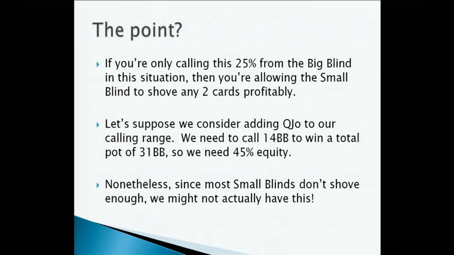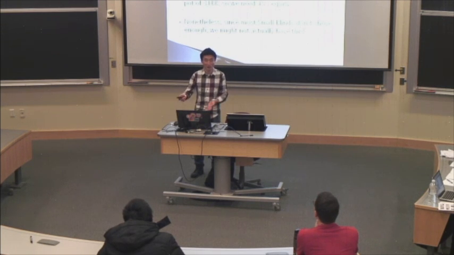So let's suppose we're the big blind now, and we're considering adding queen-jack offsuit to our calling range. So I'm saying, okay, you're making the mistake as a big blind of only calling 25%. But what's wrong with my reasoning, right? The thing that's wrong is that it's only a mistake from a level 3 reasoning point of view. That's only a mistake in that it's not theoretically optimal, because in theory the small blind could shove any 2 cards profitably. But if the small blind isn't actually shoving any 2 cards, then maybe this is actually the optimal range to call. If the small blind is shoving too small, then maybe 25% is the optimal strategy for the big blind from that point of view.